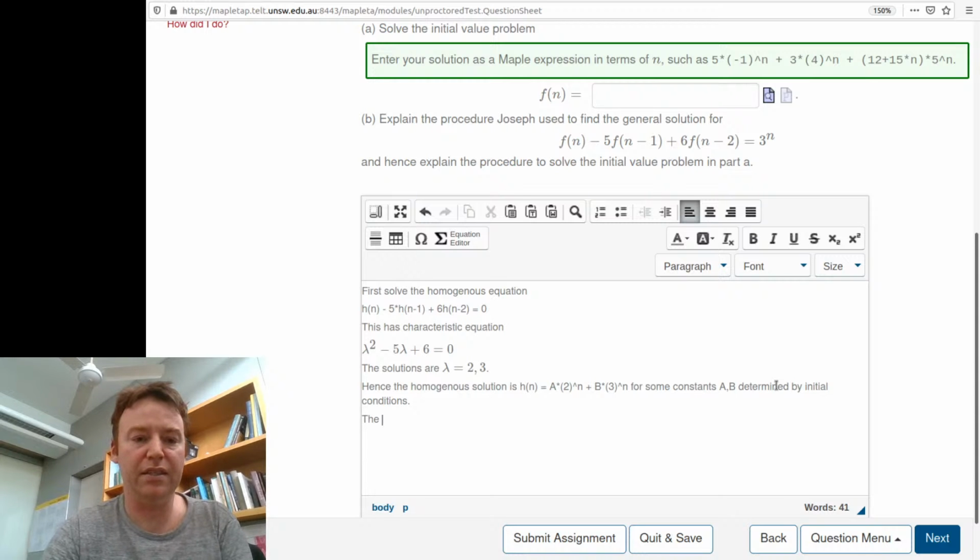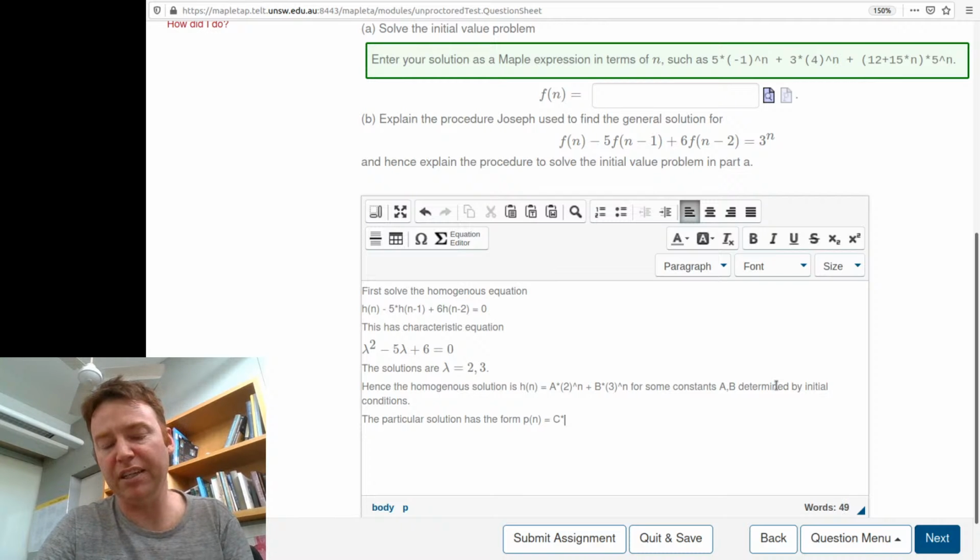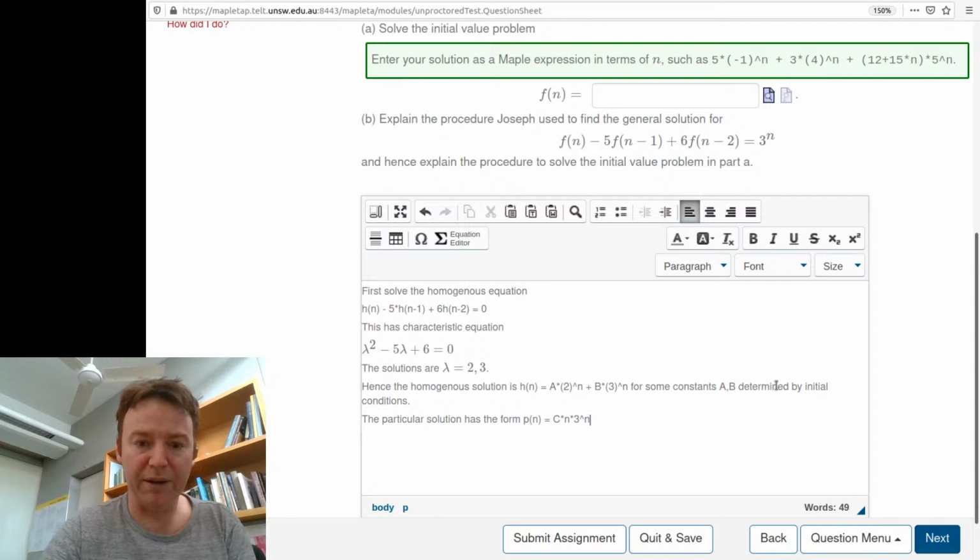Okay, the particular form P of n. Now, I would really like to choose 3 to the n, but I can't because that's part of the homogeneous solution. So I'll choose c times n times 3 to the power n.